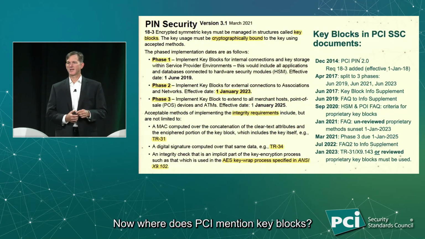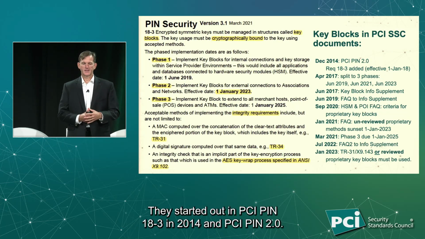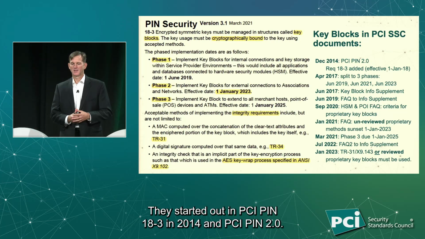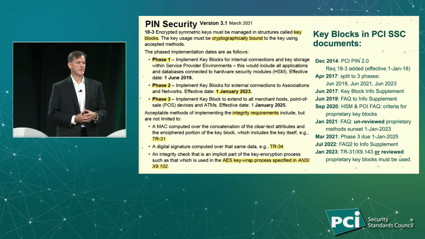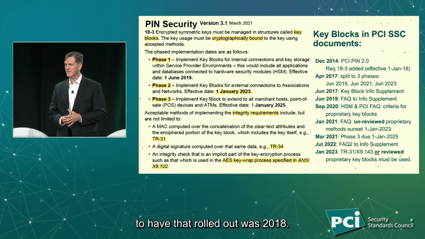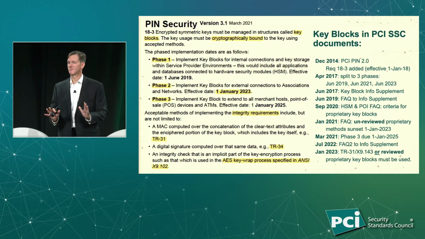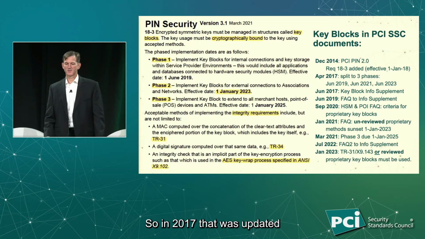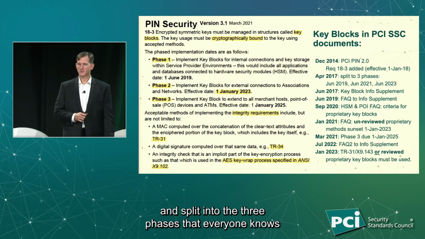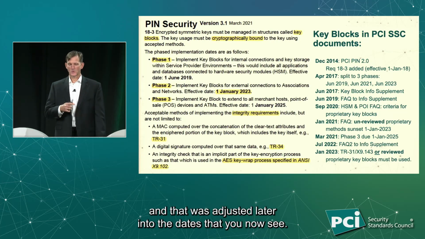Now, where does PCI mention key blocks? They started out in PCI PIN 18-3 in 2014 and PCI PIN 2.0. And the effective date for people to have that rolled out was 2018. That was for all phases, right? It didn't have phases. So in 2017, that was updated and split into the 3 phases that everyone knows. And that was adjusted later into the dates that you now see.